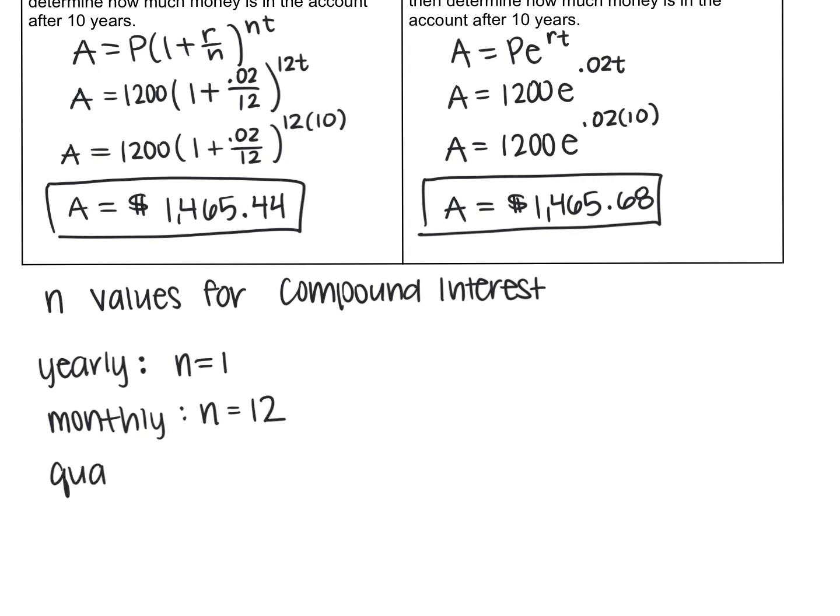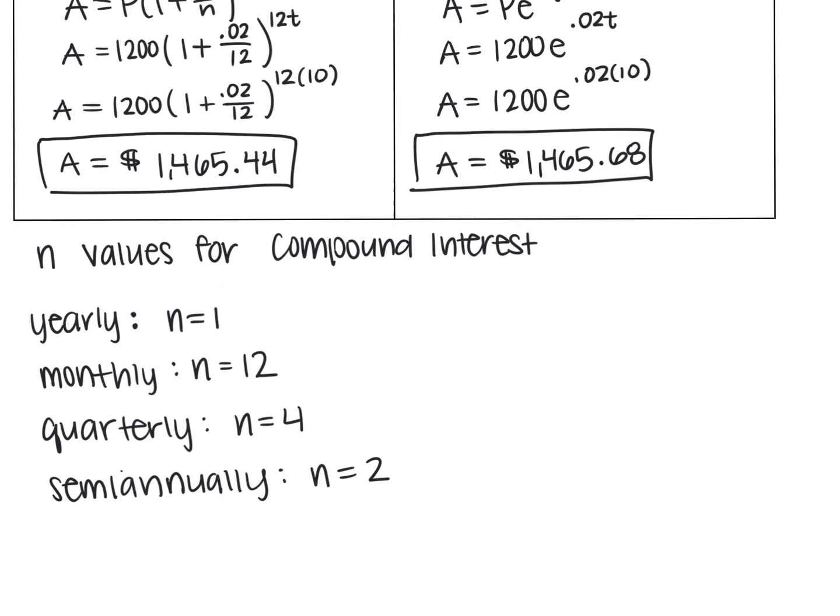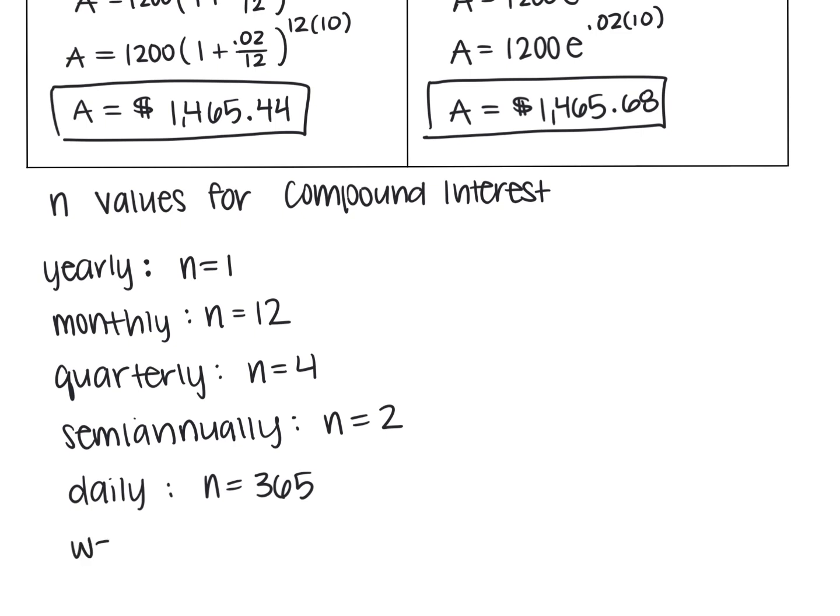We can see quarterly, in which case n is 4. Semi-annually, which is when n equals 2. Daily, in which case n equals 365. And not very often, but on occasion, you might see weekly, in which case n is 52. That's probably the most rare one we're going to see, the weekly, but the other ones are very common.